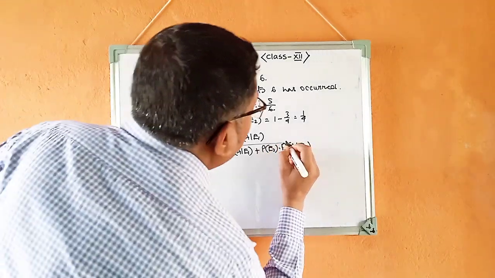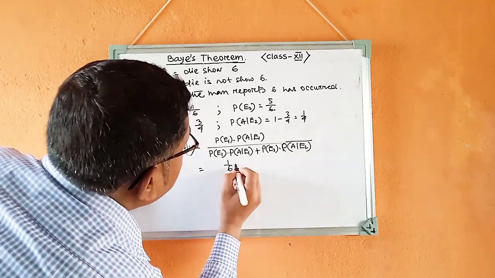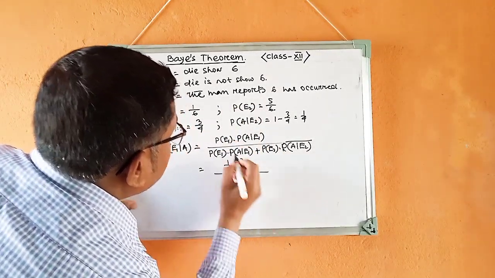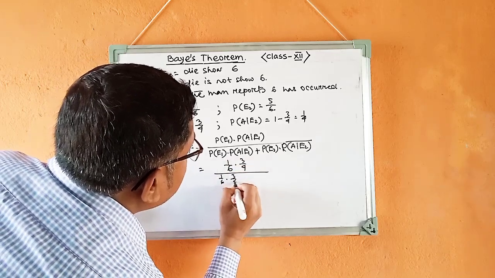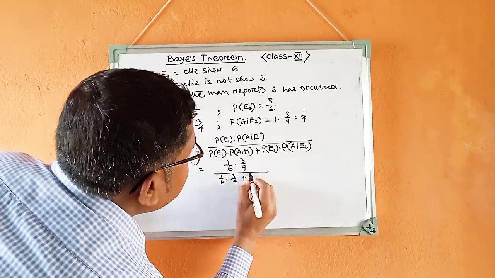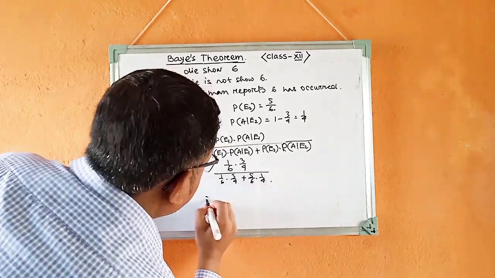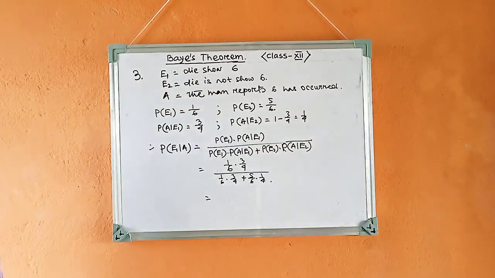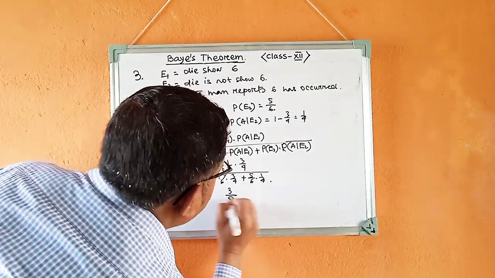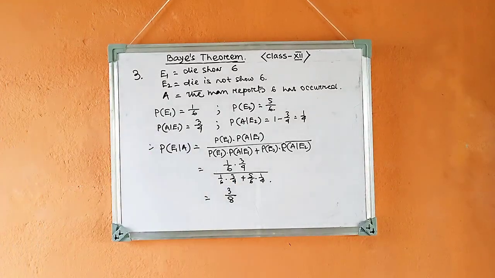Now put all the values. P(E1) is 1/6 into P(A/E1), that is 3/4. Then 1/6 into 3/4 plus P(E2), that means 5/6, into P(A/E2), that means 1/4. Look, see carefully, after the full calculation we get the final answer, 3 divided by 8. This is the answer. Hope all of you understood.